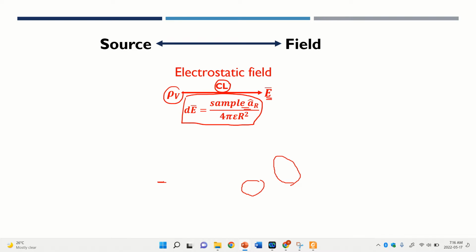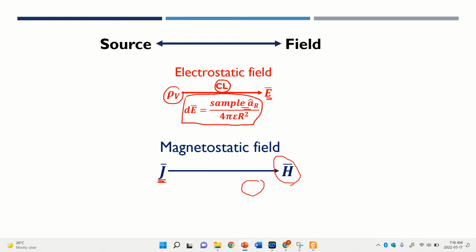Since I said that magnetostatic field is just an imitation of electrostatic field, however the source is different, we're going to use the same concept here for magnetostatic field. Now in magnetostatic field, our source is J, which is the moving charge, the current density J. And let's say we want to determine our H, the magnetic field.